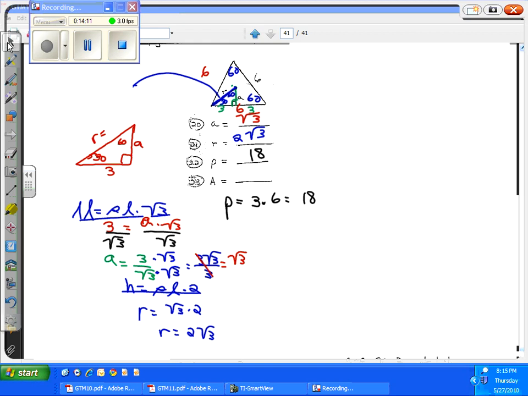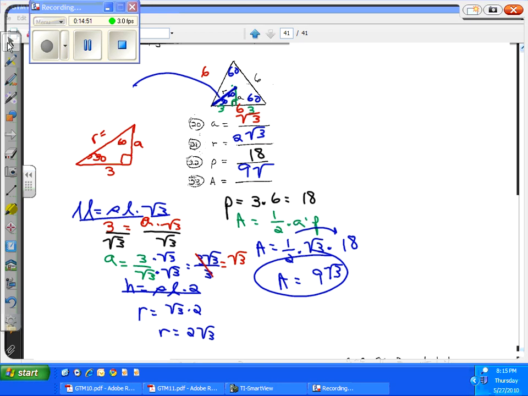Now, for a triangle, you could use 1/2 base times height, but we don't even have the whole height drawn, so we're not going to resort to the normal formula for area of a triangle. We're going to use the regular polygon formula, which is 1/2 apothem times perimeter. So area is 1/2 times the apothem, which is square root 3, times the perimeter, which is 18. And so we get area equal half of 18, which is 9 square root 3.